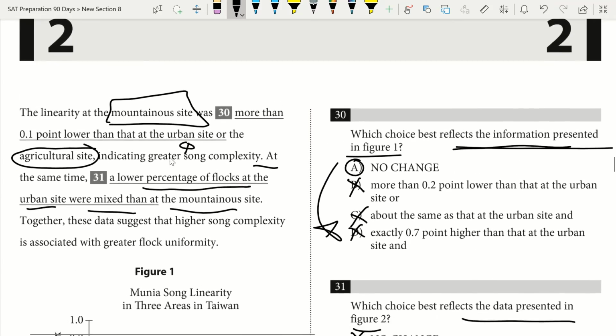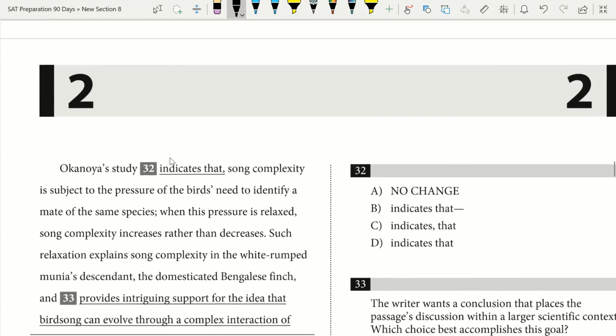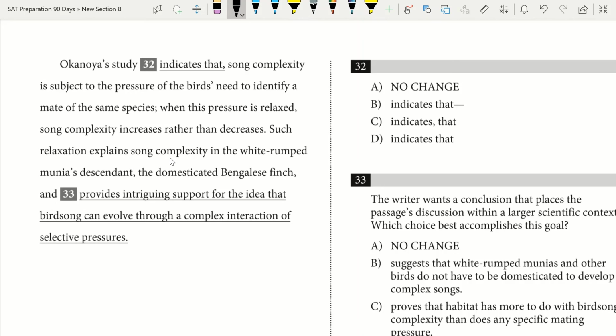So that's a data interpretation question there as well. All right, "Okanaya's study indicates that," okay, I already know I have to get rid of this comma, and my answer is going to be D. How do I know that so quickly?